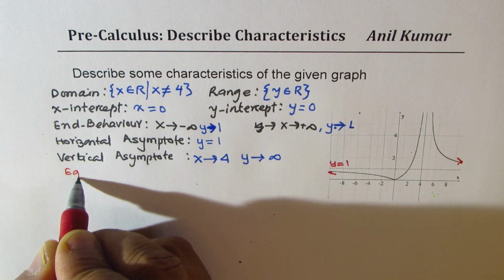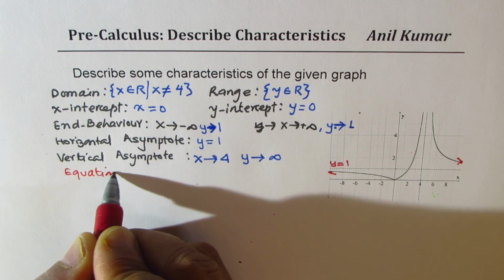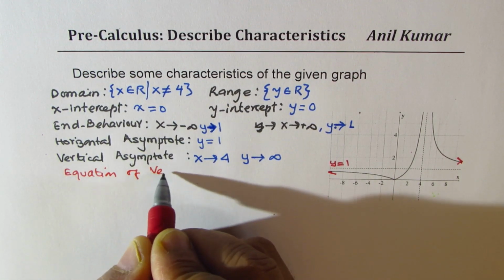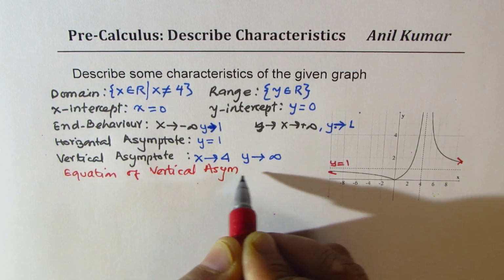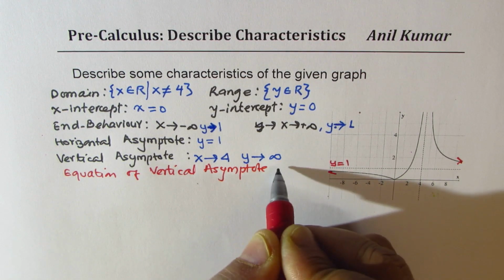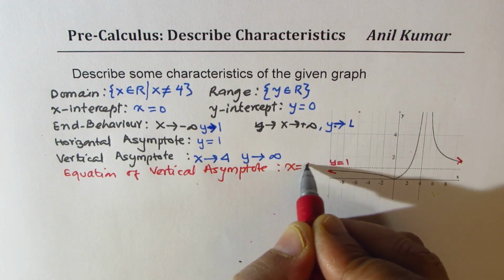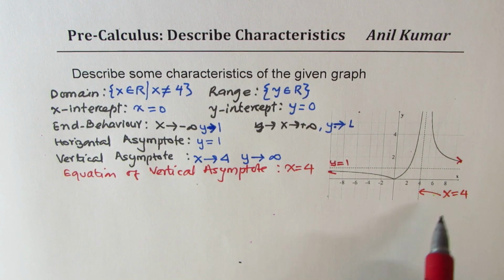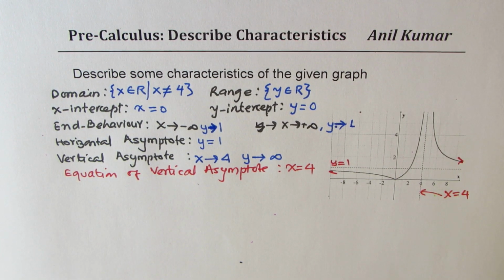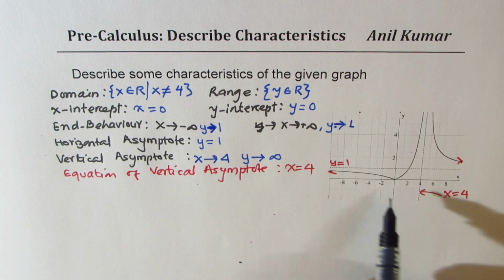So the equation of vertical asymptote is x equals 4. So this line is x equals 4. So these two are critical characteristics of the given function which were not there for the polynomial, correct? Now other things are very clear.